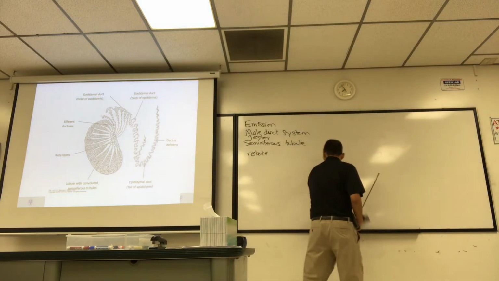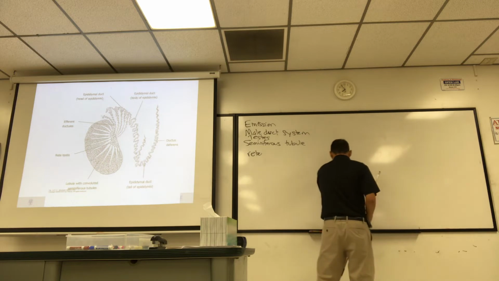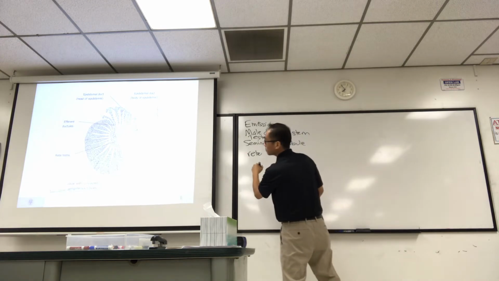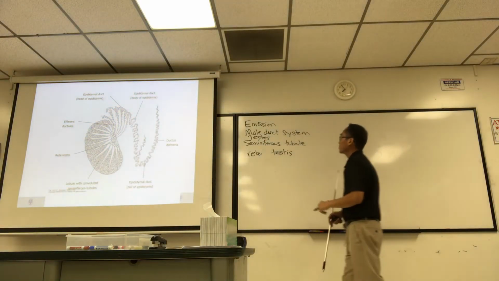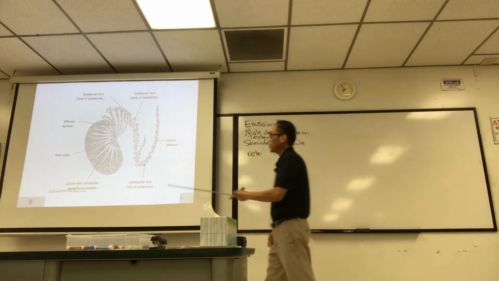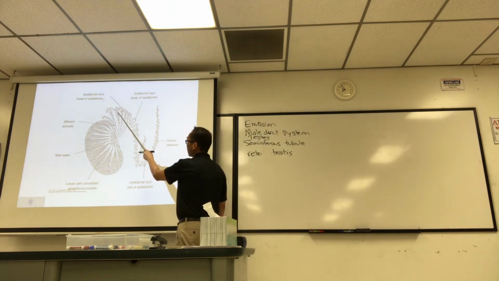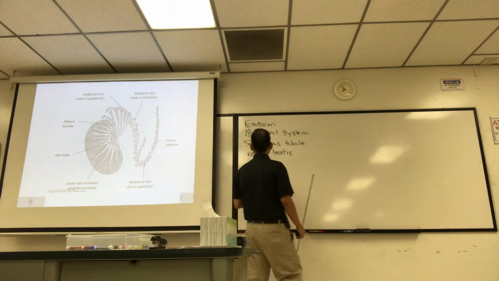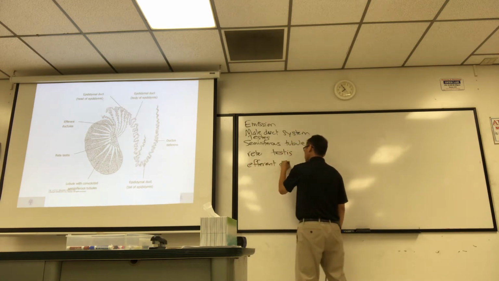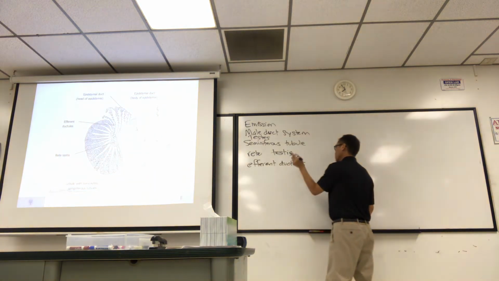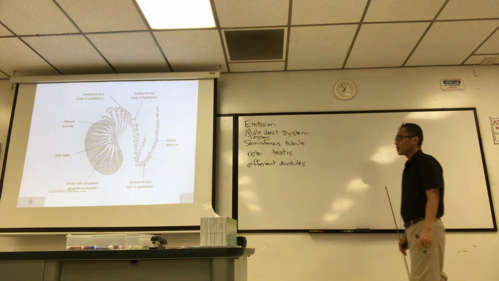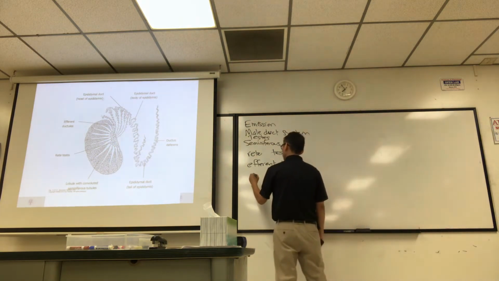Rete testis. It's a net, well, shaped like a net. Now, after that, there are several efferent ductules that sperm will swim through to get into the head of the epididymis. Efferent ductules. So what I'm doing is just listing the structures that sperm are going to swim through. Okay, efferent ductules will get you to the epididymis.